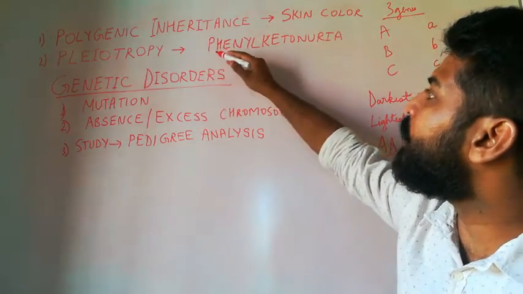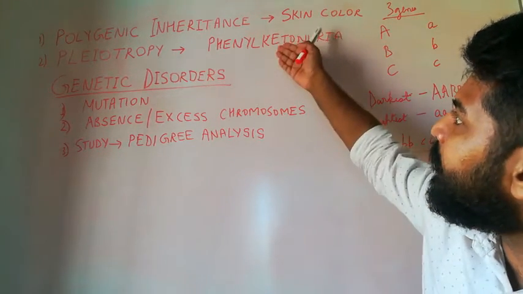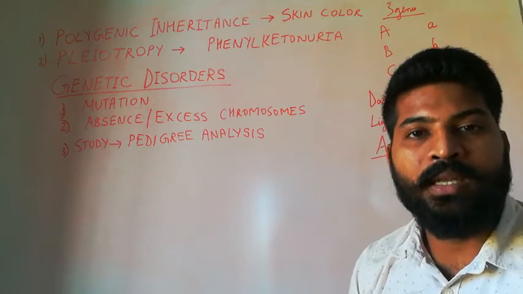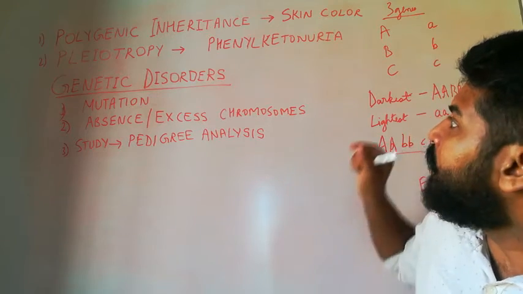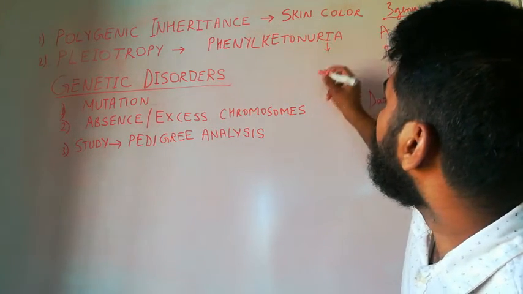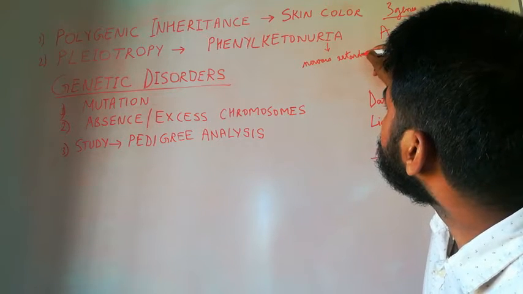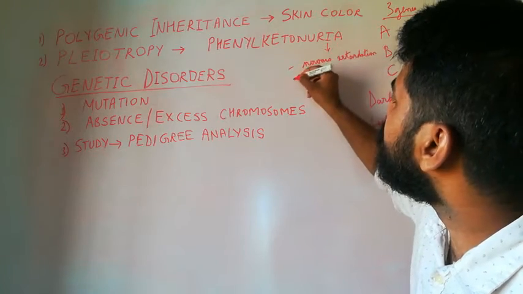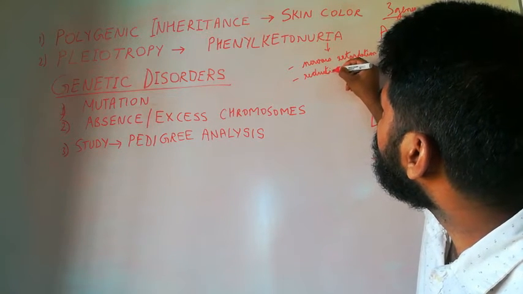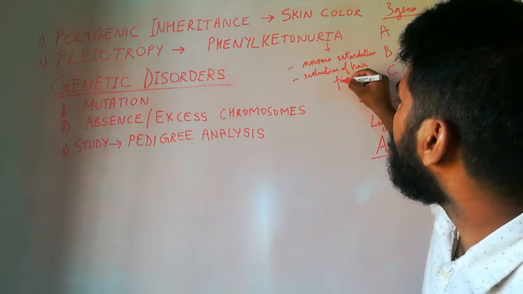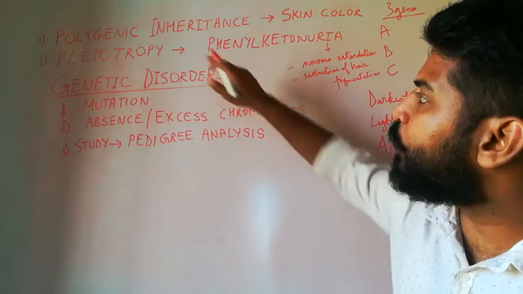One of the best examples for pleiotropy is the disorder phenylketonuria. Now this phenylketonuria is due to a mutation in a gene called phenylalanine hydroxylase. So a mutation in this gene will result in individuals with nervous or mental retardation. That is one phenotype. Or there is a reduction of hair pigmentation. So these are all the different phenotypes that can result due to the mutation in this particular gene.